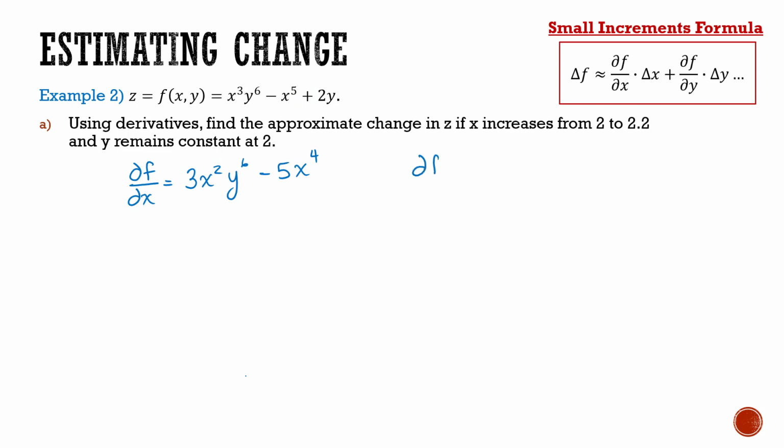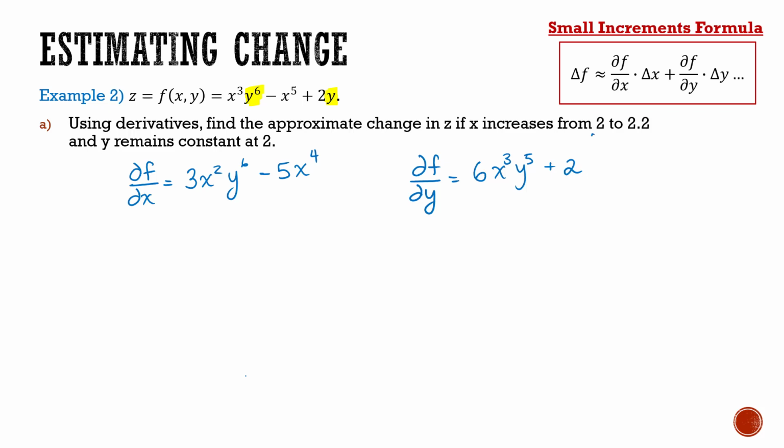Now doing my partial derivative with respect to y, I'm going to look at y as my changing variable, and I'm going to treat x as a constant. So for my first term here, I'm going to have x cubed times 6y to the 5th, or 6x cubed y to the 5th. For my second term here, negative x to the power of 5, I'm going to treat it as a constant as I'm doing the derivative with respect to y. Thus, this derivative is 0. And for the third term, plus 2y, the derivative is going to be plus 2.